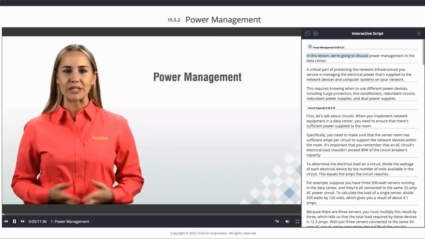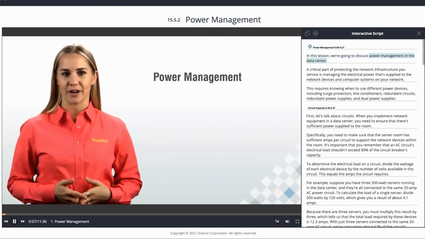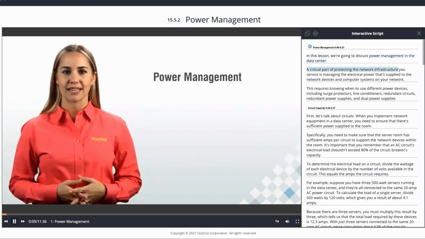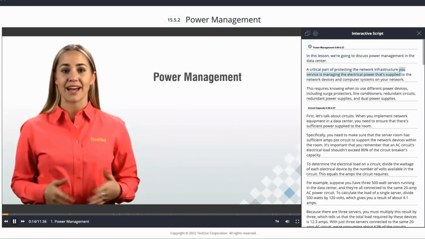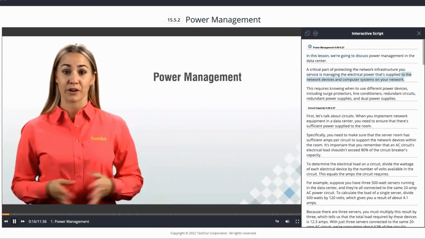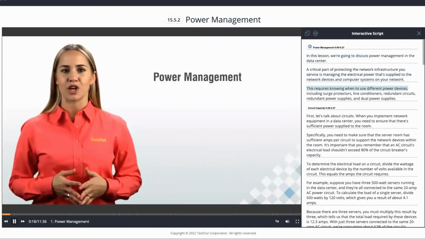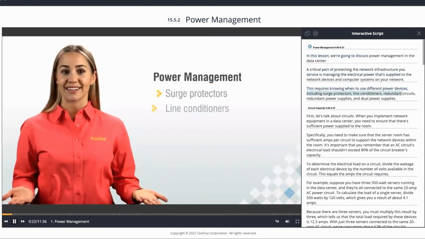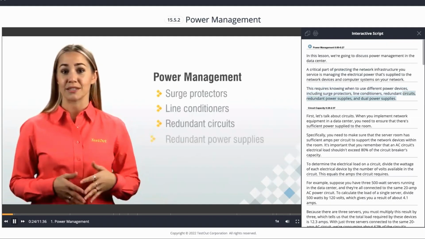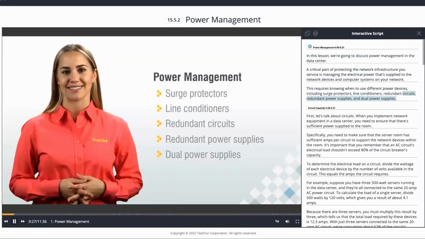In this lesson, we're going to discuss power management in the data center. A critical part of protecting the network infrastructure you service is managing the electrical power that's supplied to the network devices and computer systems on your network. This requires knowing when to use different power devices, including surge protectors, line conditioners, redundant circuits, redundant power supplies, and dual power supplies. First, let's talk about circuits.